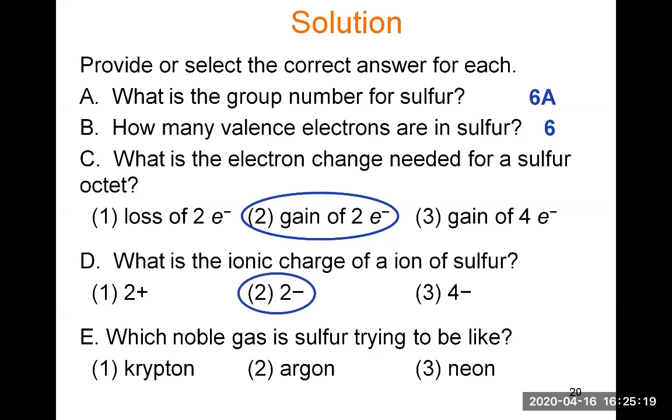Which noble gas is sulfur trying to be like? If you look at the end of the row where sulfur is, it's argon. By gaining 2 electrons, sulfur goes from 16 electrons to 18 electrons. And argon is the noble gas that has 18 electrons.